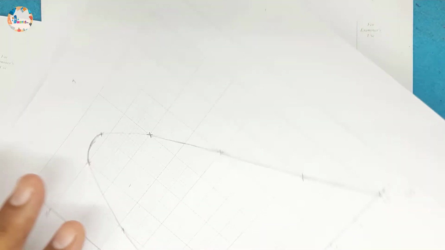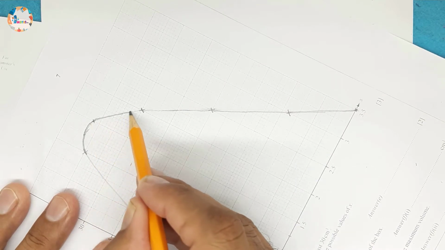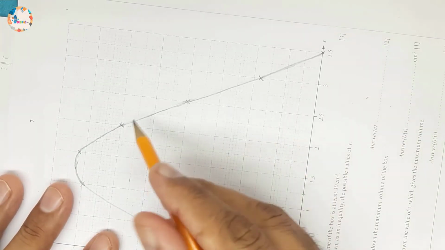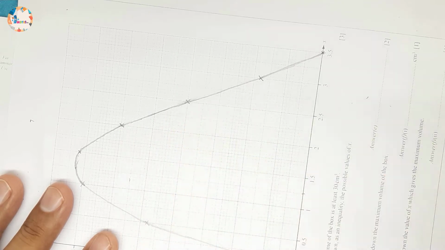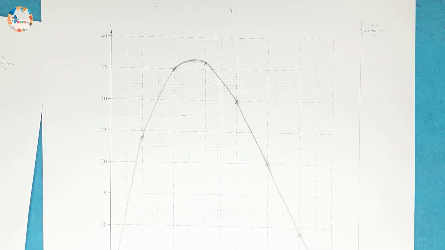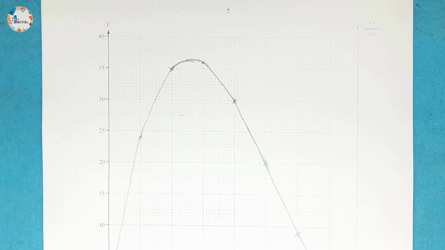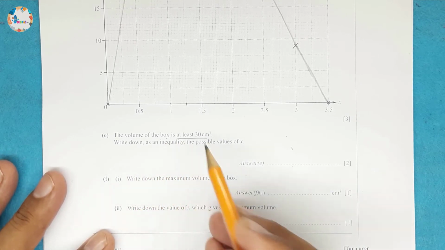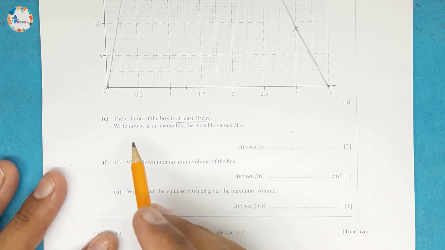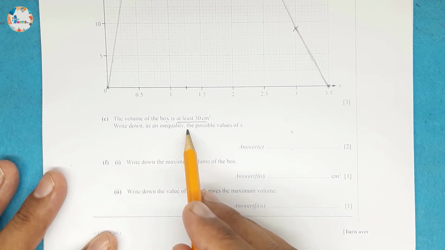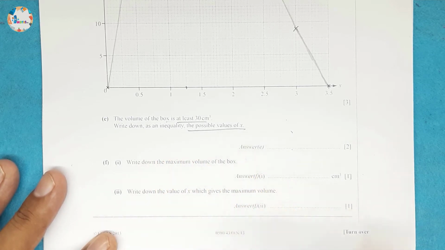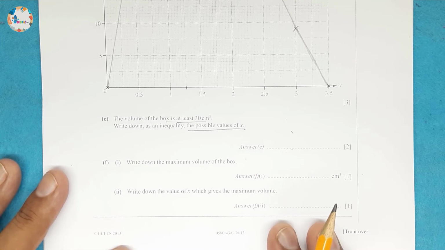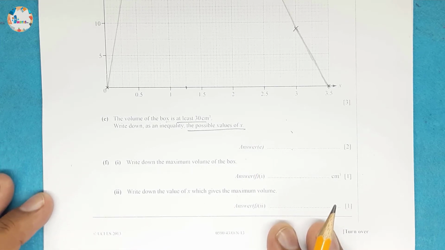So basically we have drawn the curve which is almost smooth. We can't say this is perfect, but we have tried our best to draw the perfect graph. So this is done. Then E part, they are saying the volume of the box is at least 30 centimeter cube. Write down an inequality for the possible values of x. We have to write down the inequality for that one.